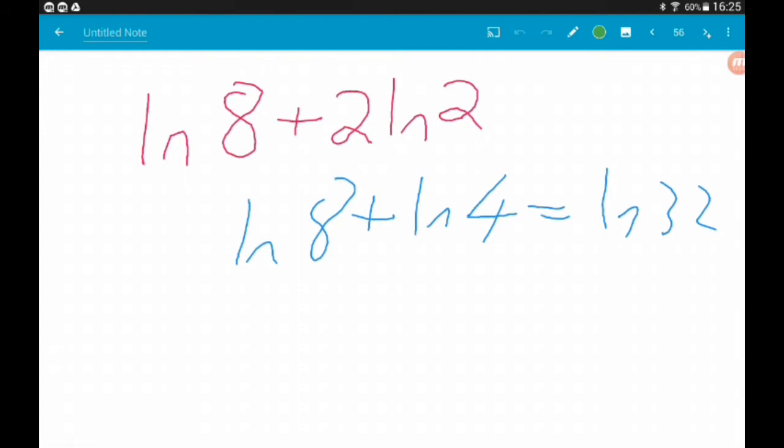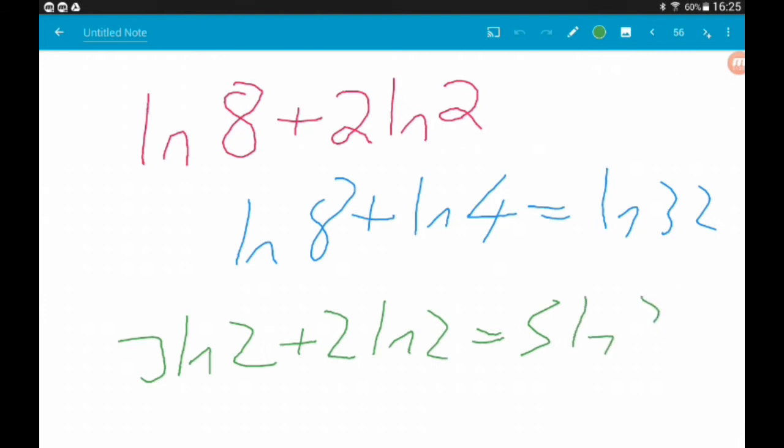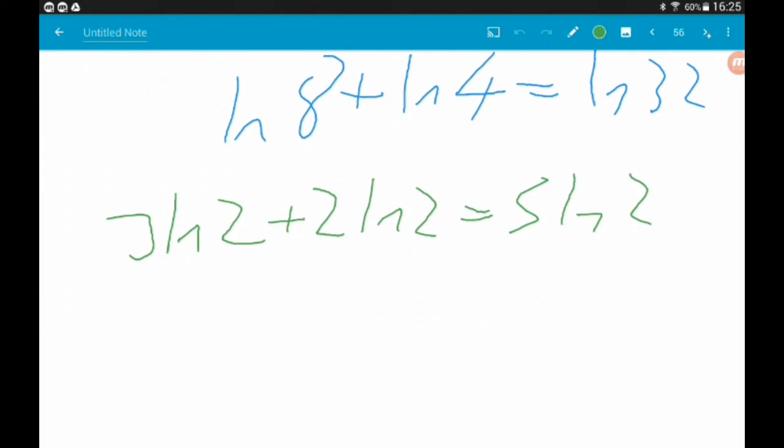Another way that we could do it is turn log 8 into log 2. So log 8 we could write as 3 log 2, because that would be log of 2 to the power 3. So then we've got 3 log 2 add 2 log 2. So if we add those together, we can get 5 log 2, which then by the rules of logs is log of 2 to the power 5, which again gives us log 32. Either way is fine. I would say the first was easier, but either way is fine.